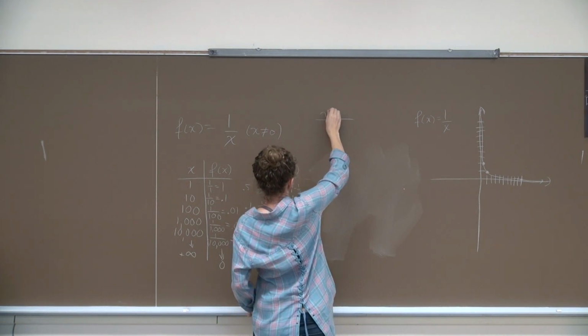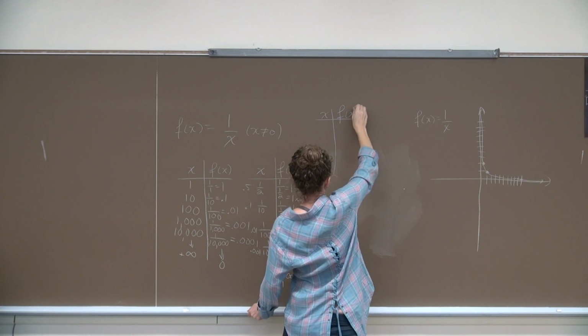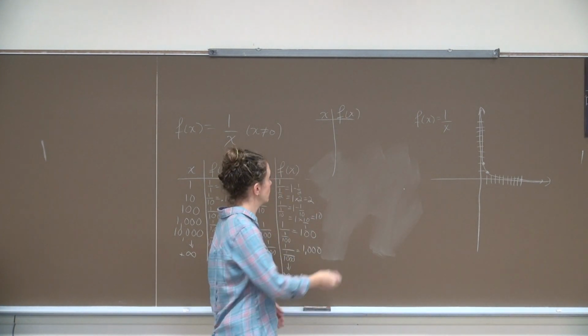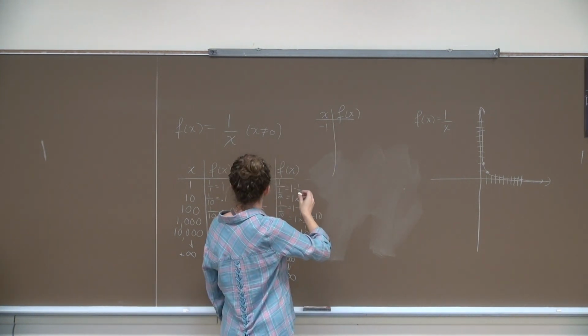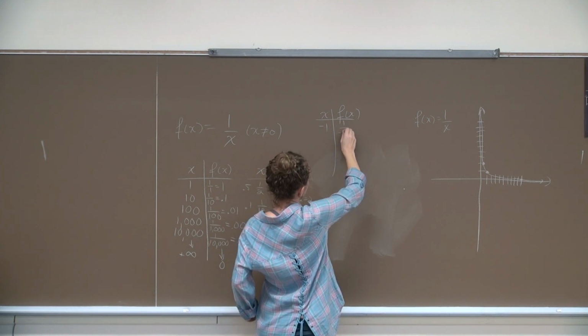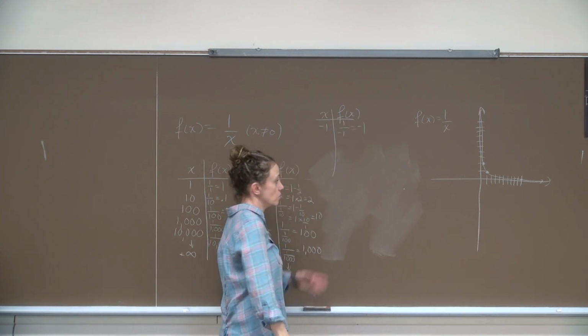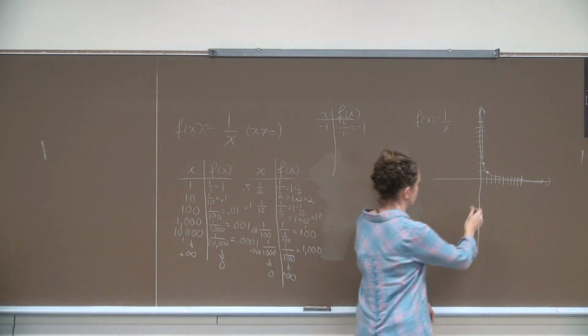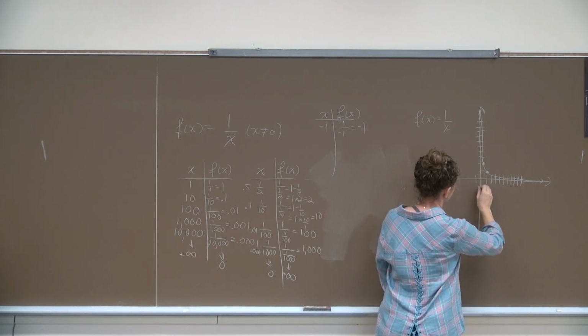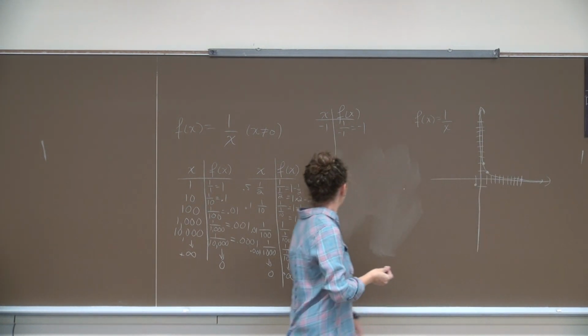So we're going to let our x values get smaller and smaller and smaller. We're going to start off when x is negative 1. Well, when x is negative 1, f of x is 1 over negative 1, which is negative 1. So there's one ordered pair that's on this graph, which is negative 1, negative 1, which is right here.